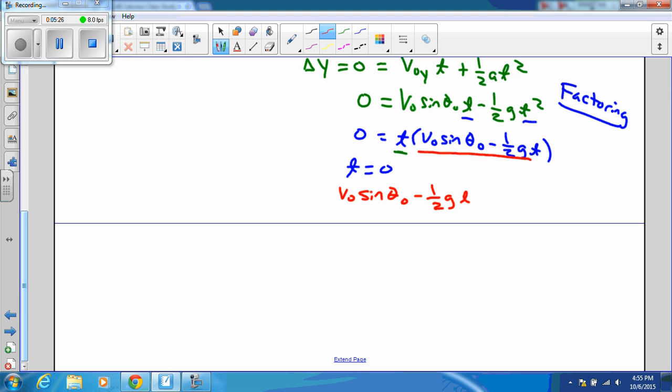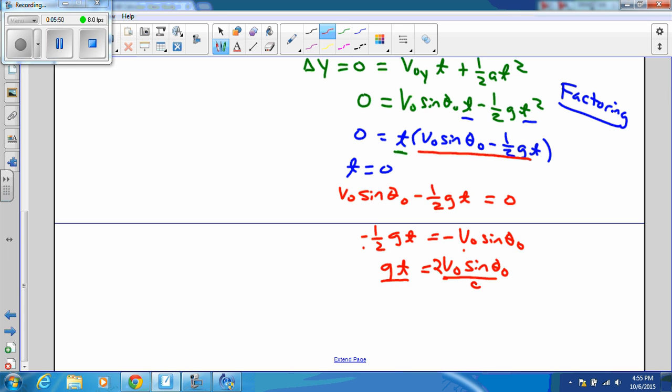And it looks a little bit ugly, but it's not, in principle, any different from numbers such as 2 or 3. If I solve here by subtracting v0 sine theta 0 from both sides, multiplying both sides by negative 2, there's my 2, and dividing both sides by g, I get my second solution. t is equal to 2 v0 sine theta 0 over g.